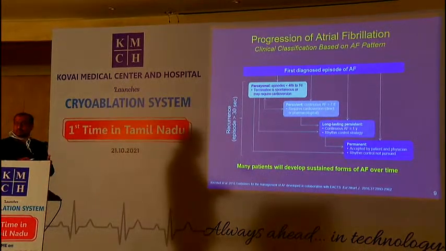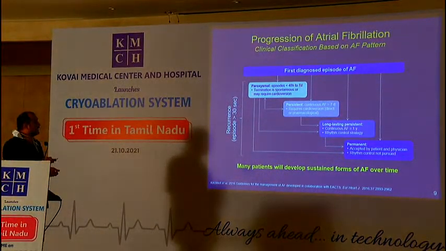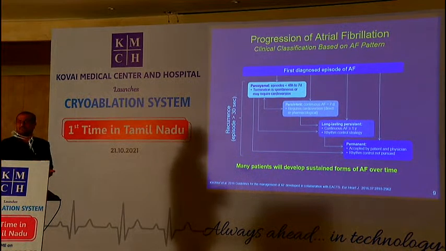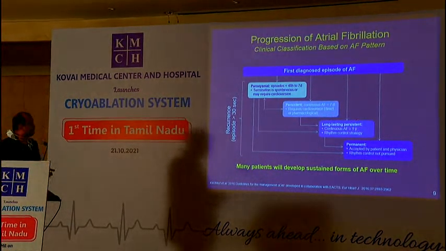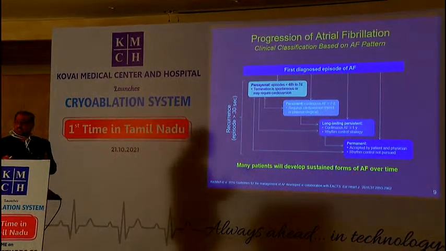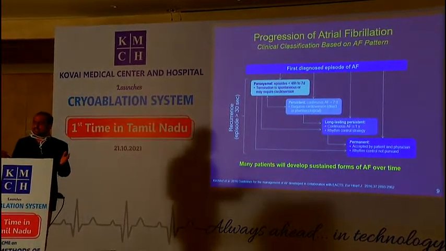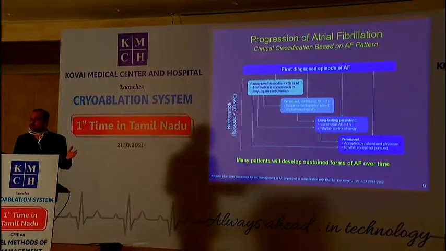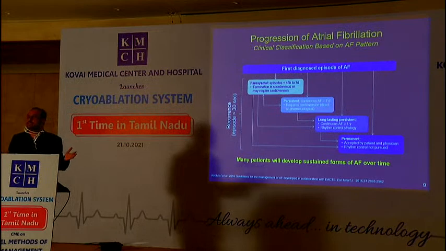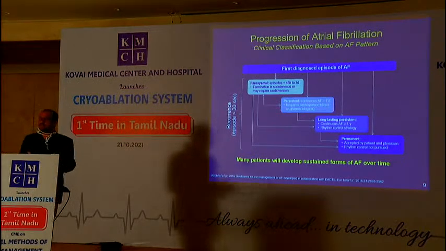So how is the AF going to progress? You will have a first diagnosed episode of AF. A lot of your patients present in the early part of their clinical presentation with this. Slowly, these paroxysmal episodes, the duration increases. The patient was converting with amiodarone within 6 hours. Now it takes 24 hours for them to convert. It takes more than 48 hours for them to convert. And ultimately, amiodarone doesn't work.